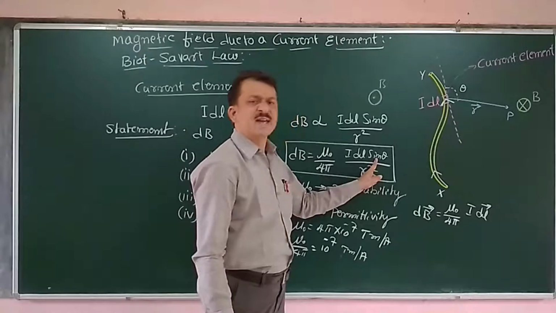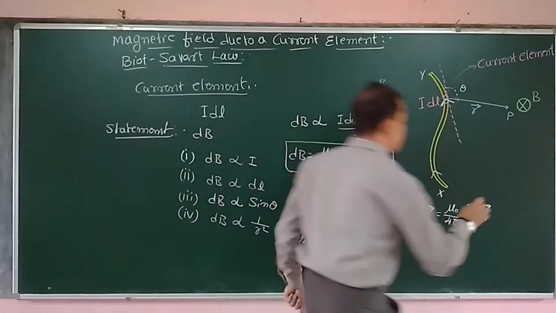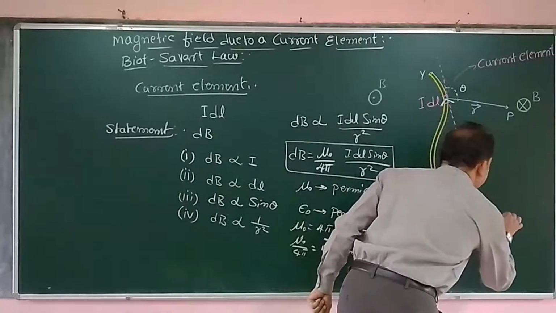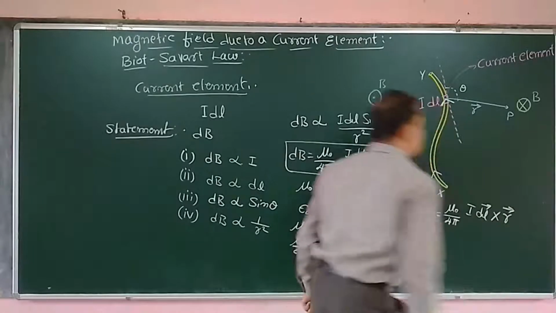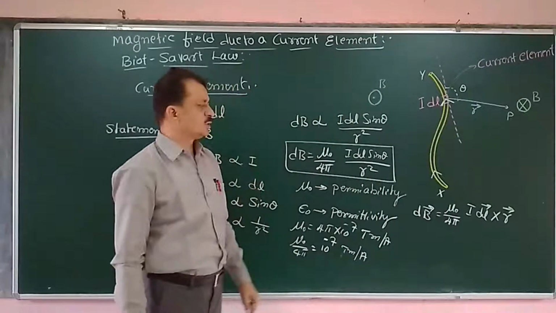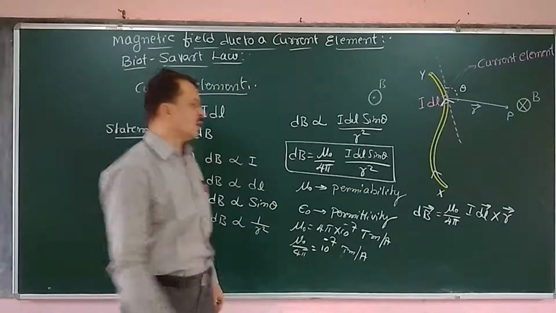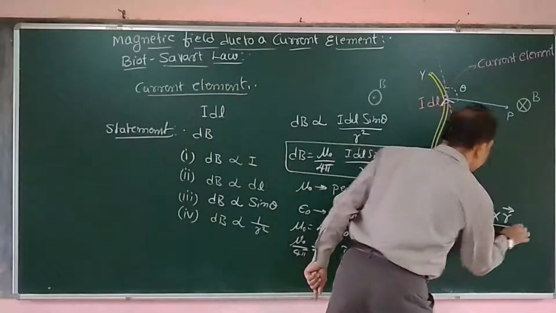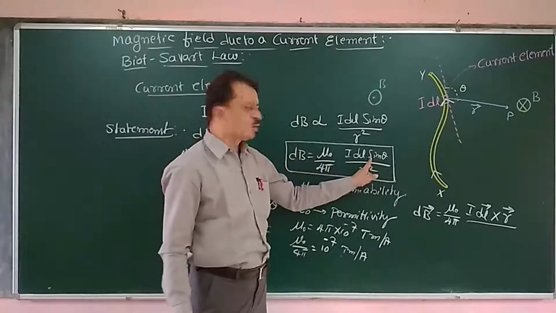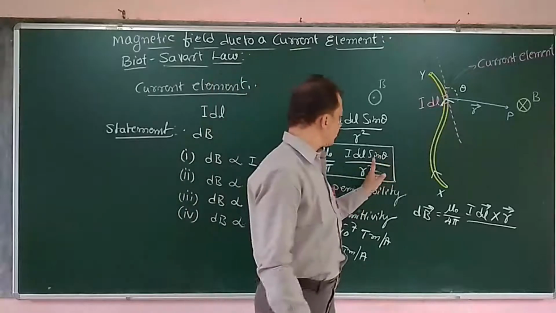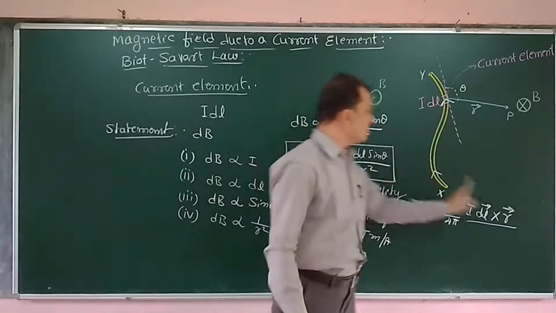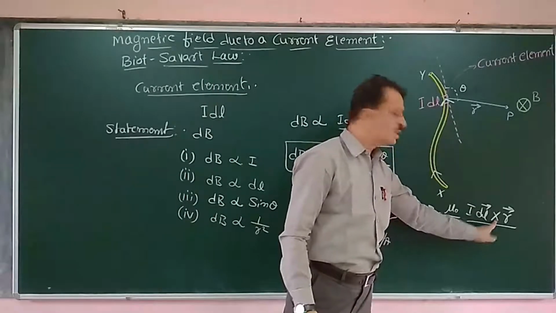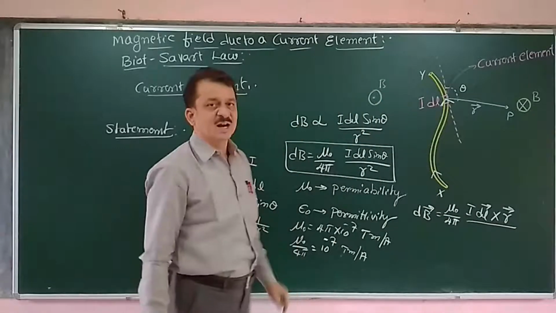And sin theta is there. That means we have a cross product, and it is vector r. I into dl cross product vector r divided by... initially there is no r in the numerator, but we have sin theta. Because of that one we have to put a cross product. Therefore we have introduced vector r.